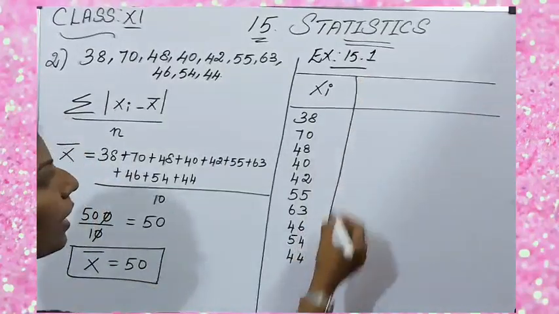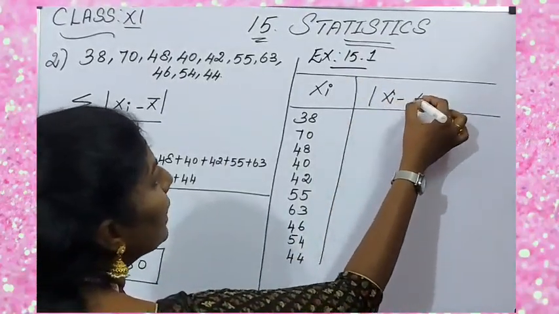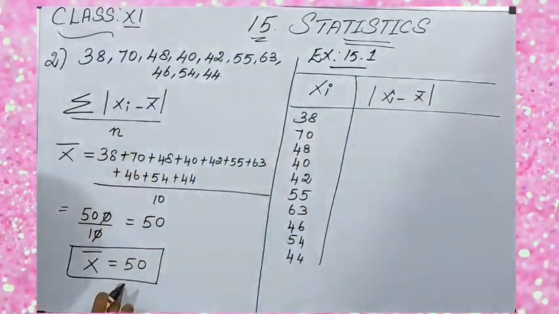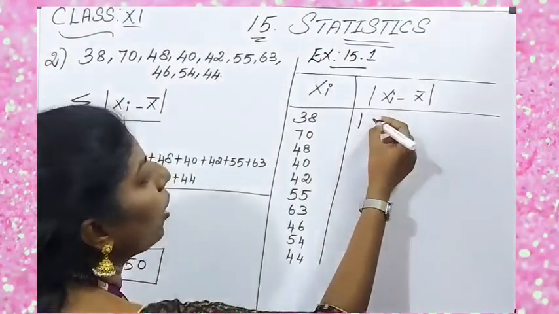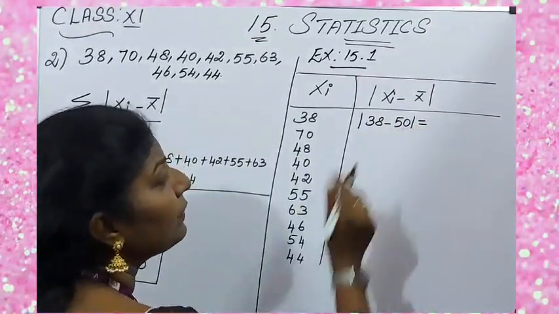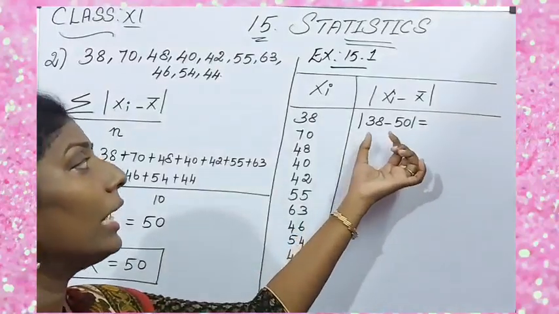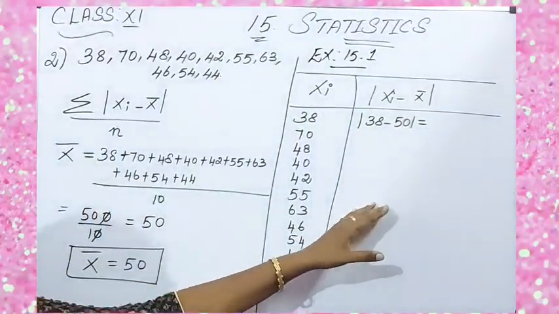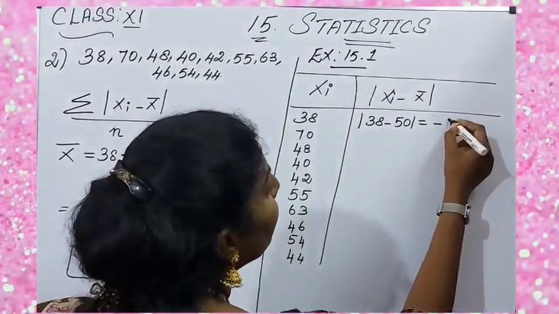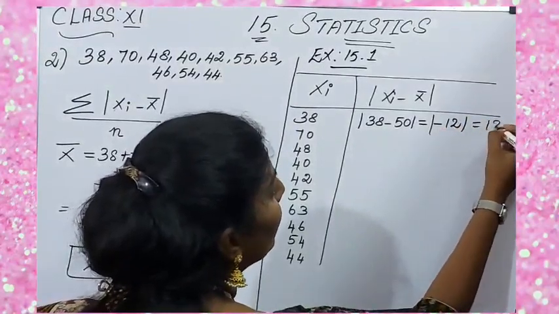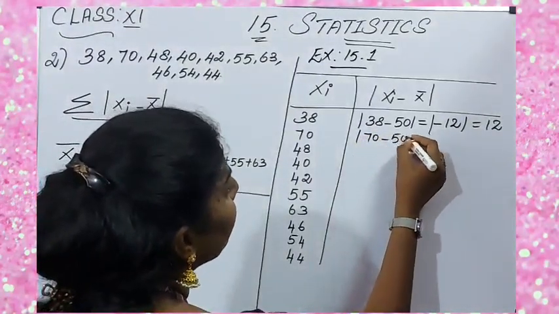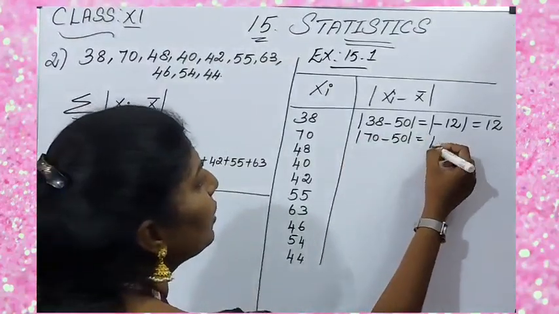Now, modulus of xi minus x bar. You already know xi, the series is given, and you found x bar. So modulus of 38 minus 50. Always remember, children, if the value inside the modulus is negative, it becomes positive. So 38 minus 50 is minus 12, and the modulus is 12. Then 70 minus 50 is 20, positive.